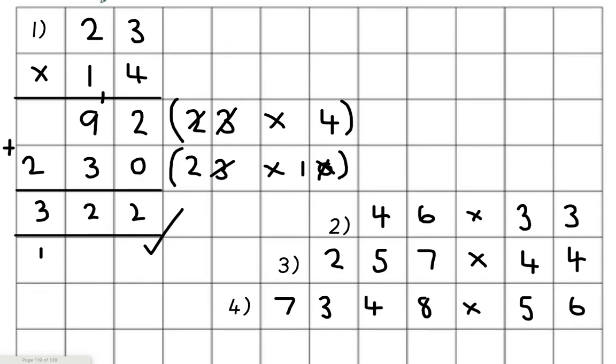Now, as you can see, I've done my demonstration here just to re-jog your memory on how to do this. You're going to have a go at 2, 3 and 4. Sorry, this is a 2-digit by 2-digit, 3-digit by 2-digit, and 4-digit by 2-digit. Remember to set it out with the brackets.